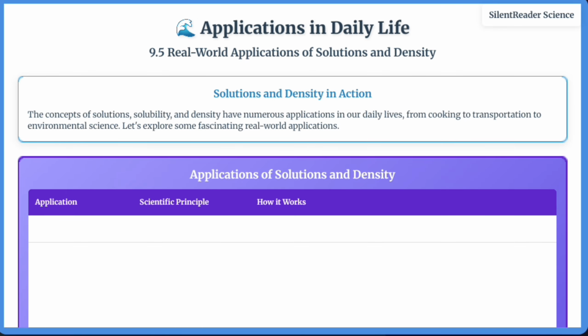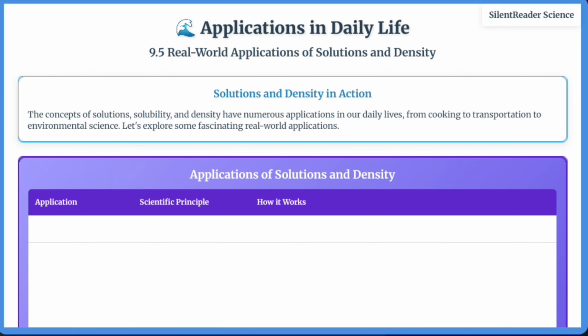Let's explore real-world applications of solutions and density. These concepts have numerous applications in daily life, from medicine to transportation to environmental science. ORS for dehydration uses the principle of isotonic solutions for quick absorption. Ships are designed to displace enough water to float despite their heavy weight.